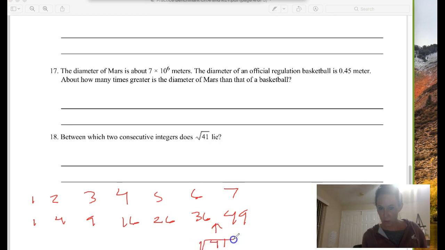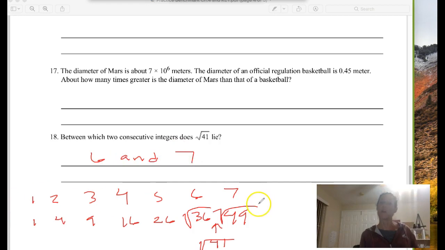So if I took the square root of 41, it would fall between the square root of 36 and the square root of 49. So when I square root 36, I get 6. When I square root 49, I get 7. So between which two consecutive integers does the square root of 41 lie? It lies between 6 and 7. So write out your perfect squares and figure out where that one falls.